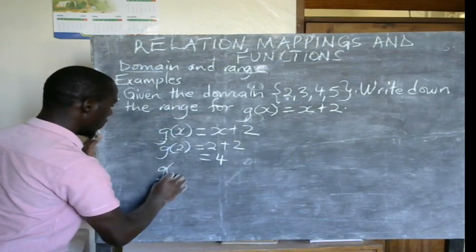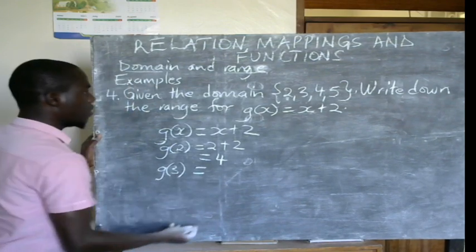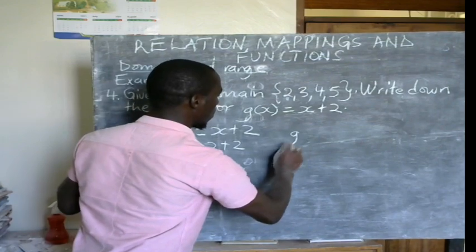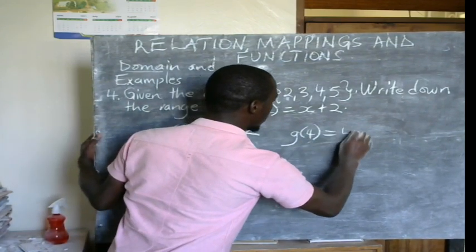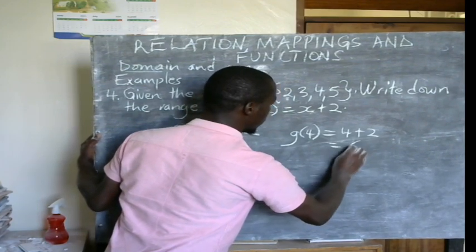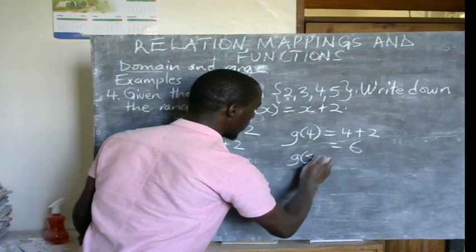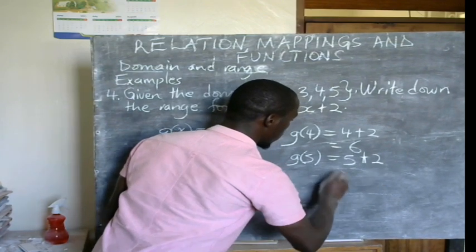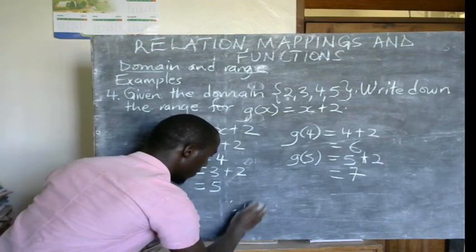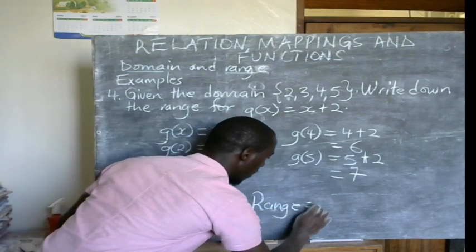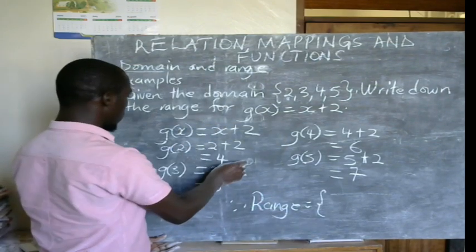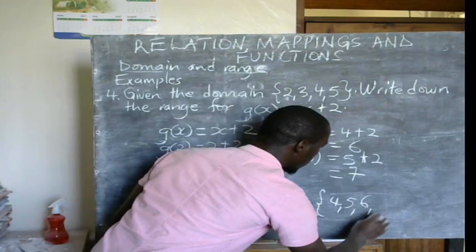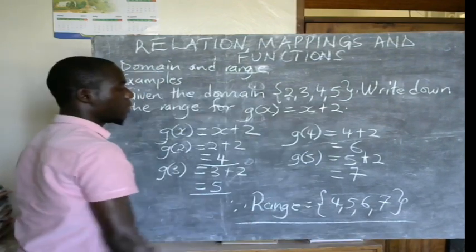I go for g of 3 there. G of 3, I substitute 3 plus 2. Then when I add, I get a 5. Then I go for g of 4. When I substitute 4 plus 2, then I get the value there as 6. I get the g of 5. When I substitute there, that's going to be 5 plus 2. When I add, I get 7. Therefore, the range is the first image there was a 4, 5, 6, then 7. As simple as that.